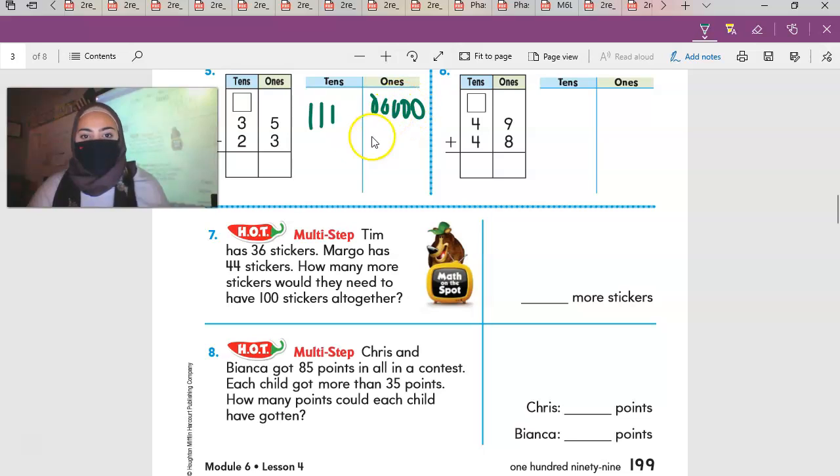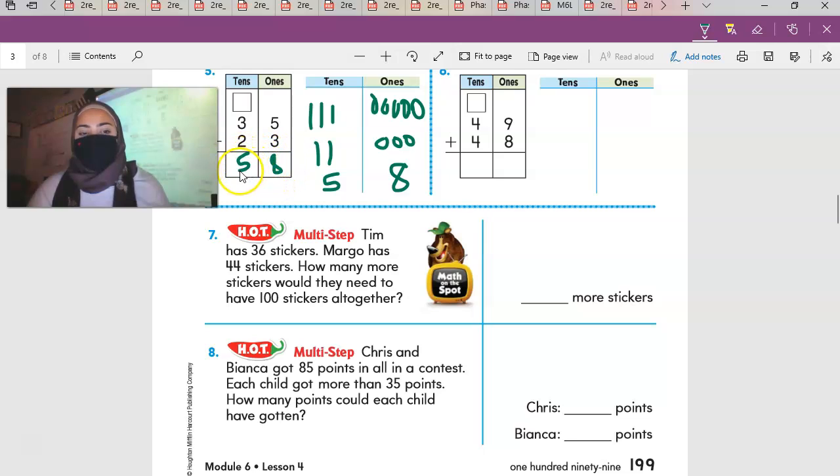And then the second number is 23. That means we have 2 10s and 3 1s. Now the first thing we're going to do with the pictures is we're going to try to make a 10 with the 1s. Well, 5 plus 3 is 8. I don't have enough to make a 10. So then you're just going to write 8. Right? And then 3 plus 2 is 5. So what's your answer?